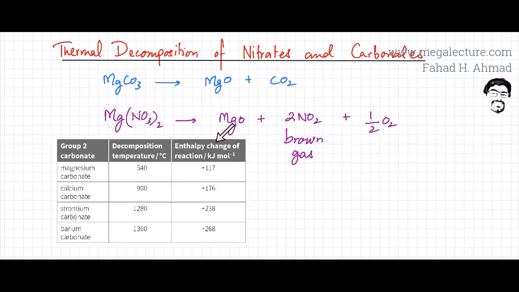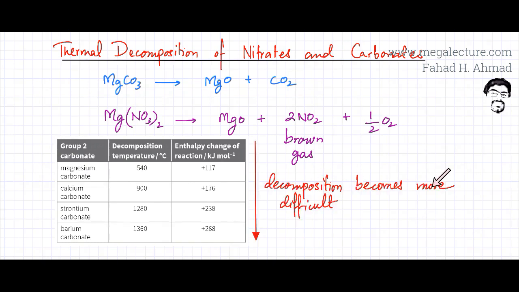Over here, I've posted a table of the decomposition temperatures of the carbonates first. Decomposition is going to become more and more difficult as you descend group 2 for carbonates. If you look at magnesium carbonate, the decomposition temperature is 540. For calcium carbonate, the decomposition temperature is 900. And as you move down the group, the decomposition of carbonates is going to become more difficult.